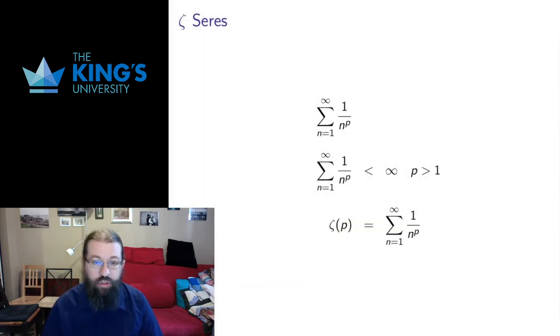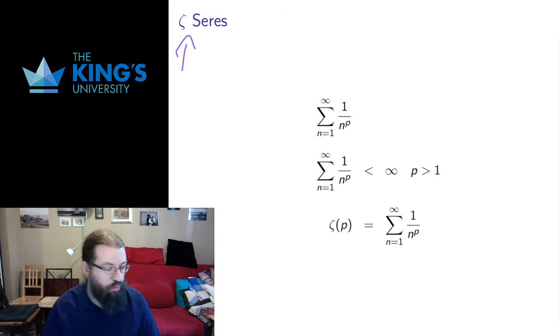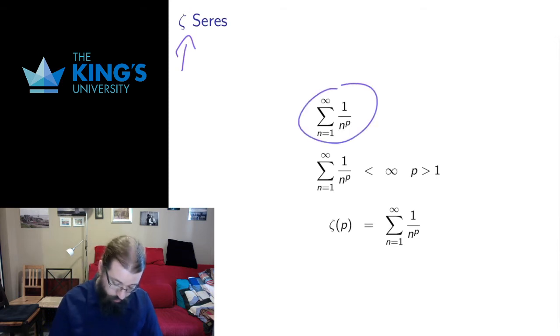Another important type of series that we're going to use is the zeta series. This Greek letter here is the letter zeta. Many textbooks refer to these as p series, since p is the common exponent used, but I prefer calling them zeta series. This is a series of the form the sum from n equals 1 to infinity of 1 over n to the p. And this converges for all p greater than 1.